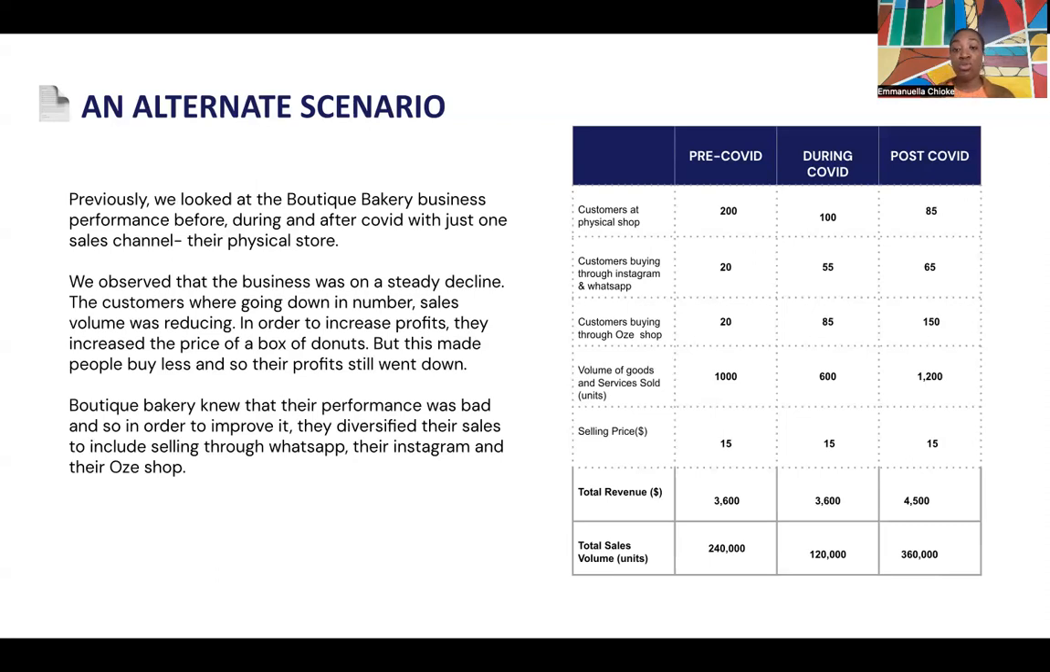And even though the total volume of goods sold went down, meaning that these people had less purchasing power and weren't buying as many as they used to, we still made the same amount of revenue that we made in the previous period, which is the pre-COVID period. Meaning with less people, with less volume and the same selling price, we were able to still make the same amount of money.